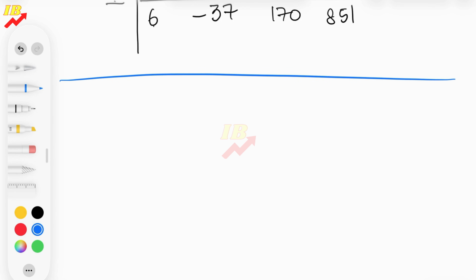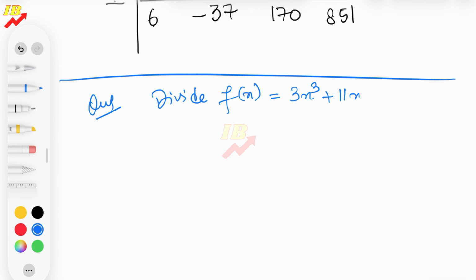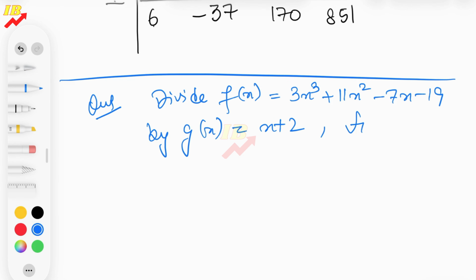We'll be using synthetic division again to find the remainder, right? The question says divide f(x), which is 3x cubed plus 11x squared minus 7x minus 19, by g(x), which is given as x plus 2. Find the remainder.